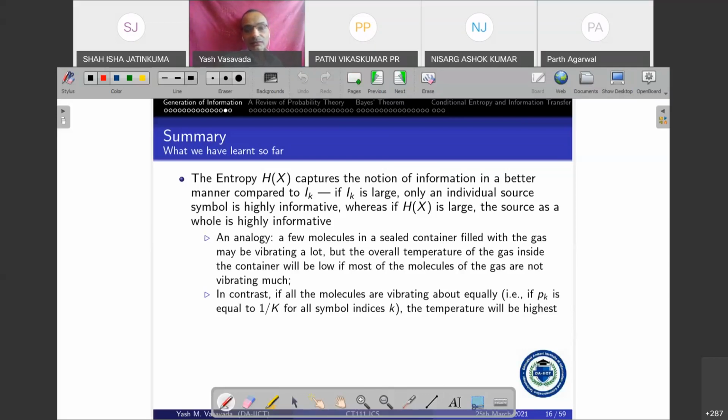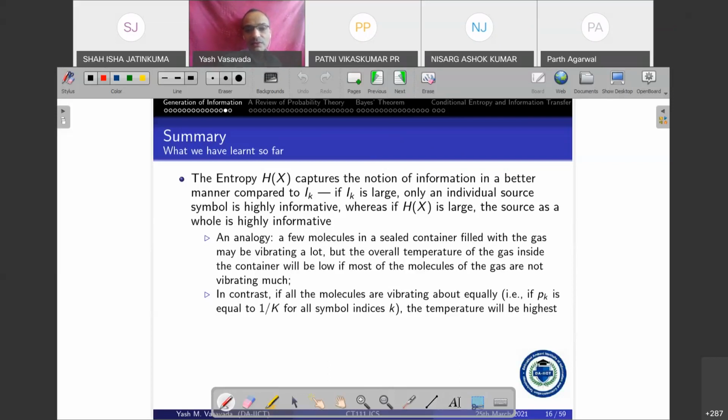But on the other hand, when is this container going to have the highest possible energy or temperature? Well, that is what thermodynamics says, that for that to happen, you need to have all the molecules vibrating roughly about equally, right? So that is what this entropy notion captures also.